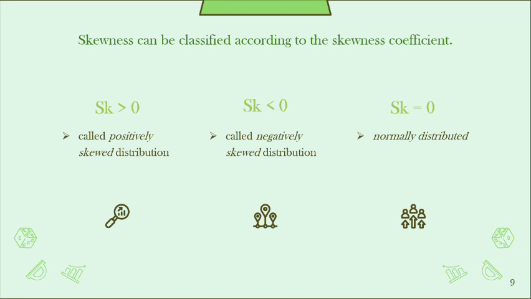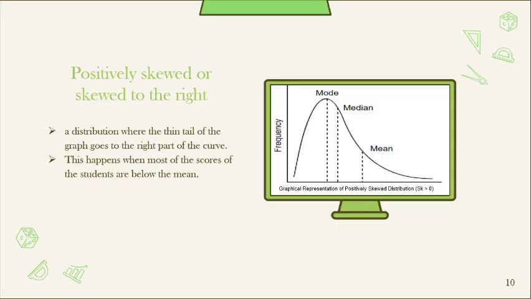Skewness can be classified according to the skewness coefficient. If the skewness coefficient is greater than 0, it is called a positively skewed distribution. Kapag less than 0 naman, it is called a negatively skewed distribution. If it's equal to 0, then it is normally distributed. So ito po yung skew na sinasabi, itong graph niya. Yung parang pa-curve, yun po yung skew. Positively skewed or skewed to the right: ito po yung graph ng positively skewed or skewed to the right.